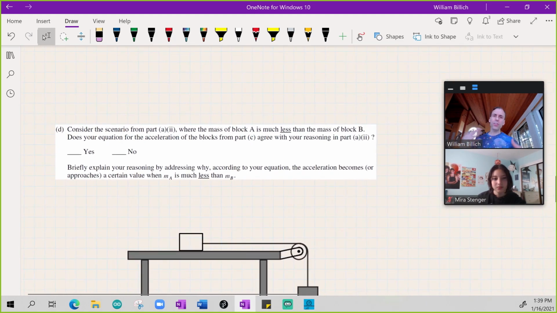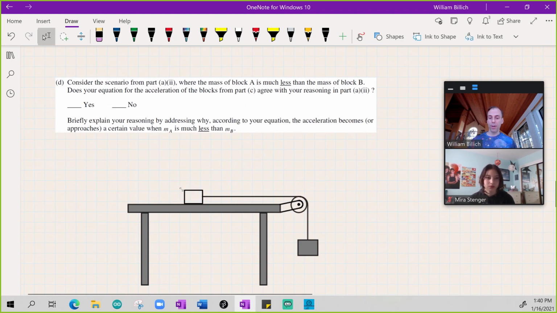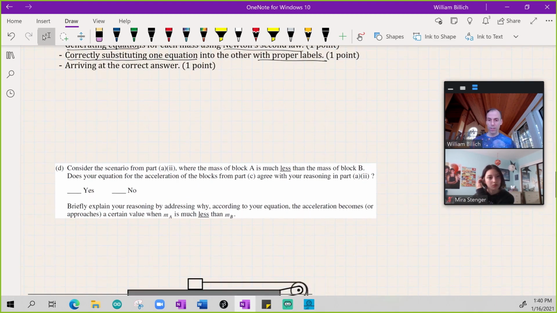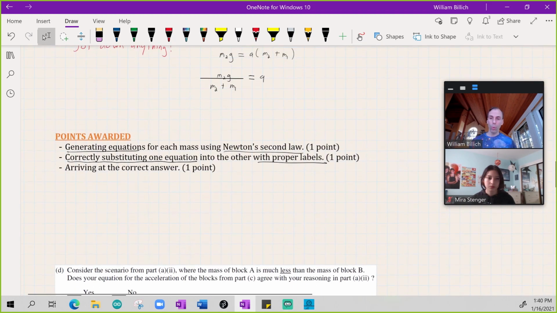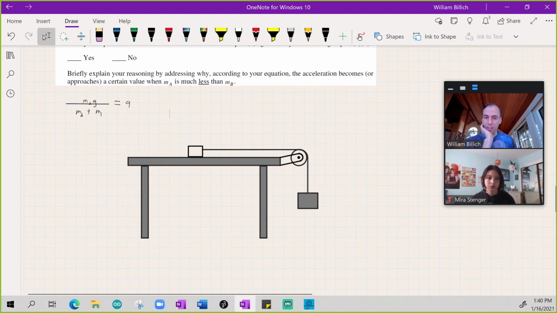Now, this is rather interesting. This happens a lot on the AP exam as well, and I get where people get tripped up. So if you look at this, it says, basically, consider the scenario that you already did. That this mass, again, is much less than block B. Does your equation for the acceleration of the blocks from part C, so does this equation here, agree with what you said previously? Yes or no? And then explain your reasoning.